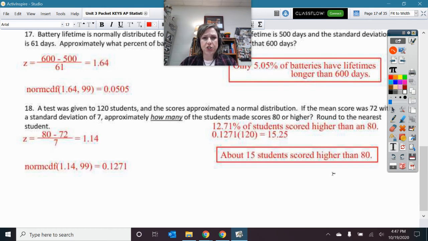All right, so that was your percent and percentiles, but then also making sure you could do that, how many out of a total extra step.